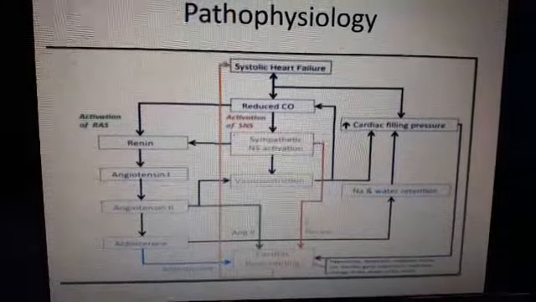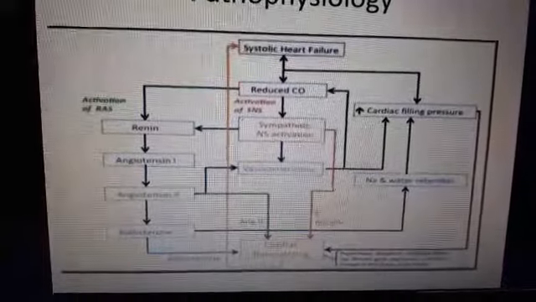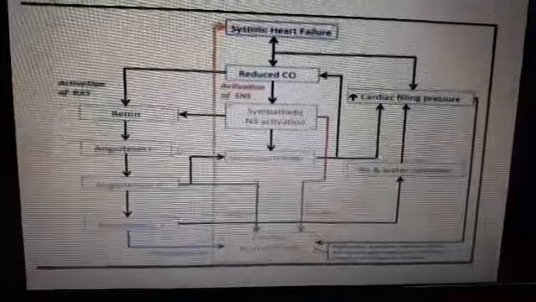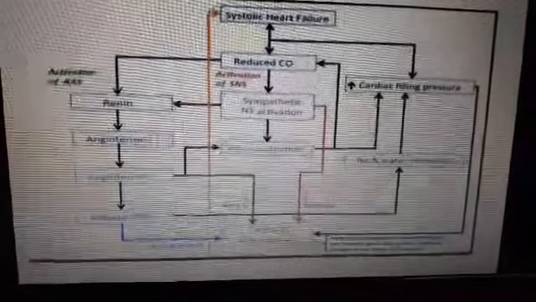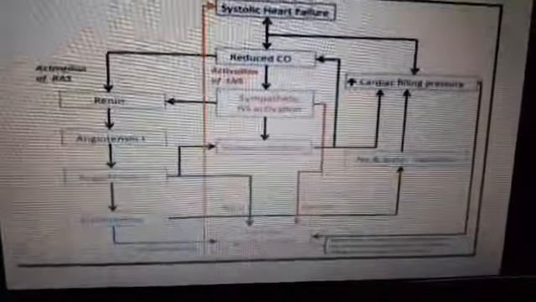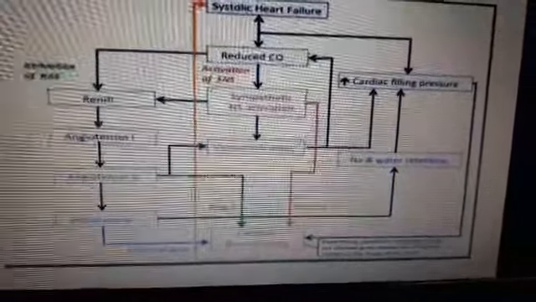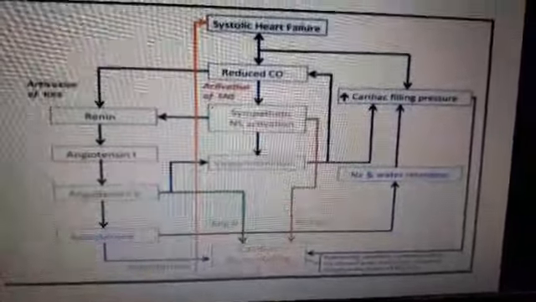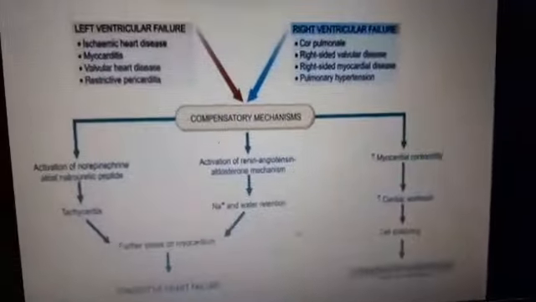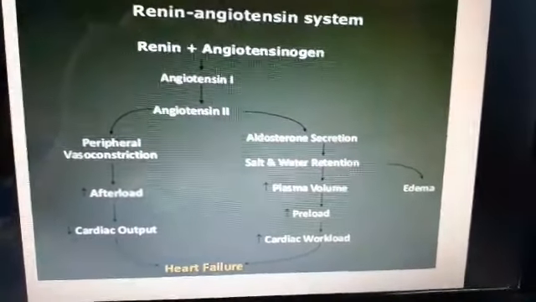So there is reduced cardiac output, and there is increased cardiac filling pressure, and the RAS, renin, angiotensin, aldosterone system is activated, and aldosterone causes cardiac remodeling. Also angiotensin 2, by salt and water retention and also vasoconstriction, will also lead to the increase in the cardiac filling pressure. And aldosterone causes sodium and water retention, that will further increase the cardiac filling pressure, and this will ultimately cause cardiac remodeling and reduce cardiac output. So this is the net effect of the renin-angiotensin activation.